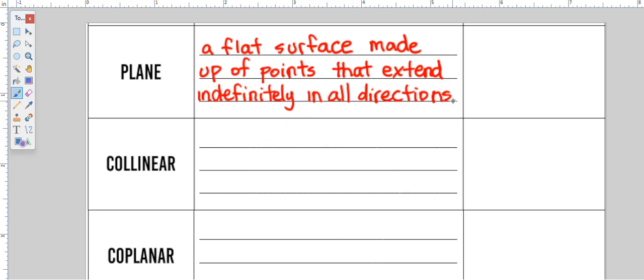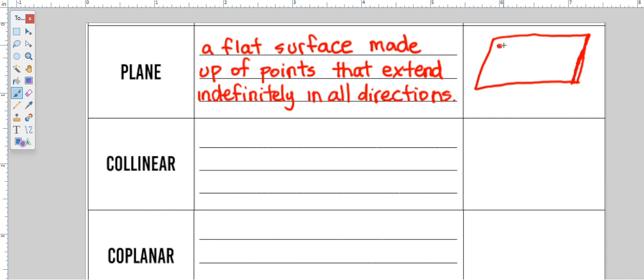All right. Picture-wise, we usually just represent this with a rectangle, some sort of parallelogram. This is my plane. It's my flat surface. Almost think of planes as like a piece of paper, but it doesn't end at the edge. There is no edge. It just goes on and on forever. There's my rectangle.